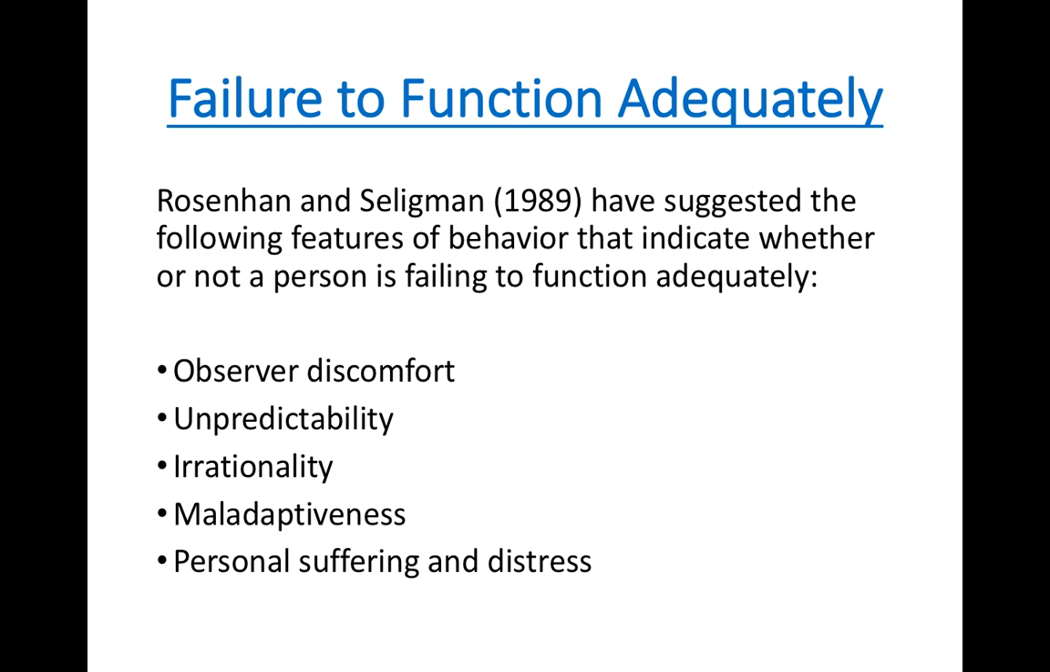Irrationality is when we can usually interpret the behaviour of others as being rational, but sometimes behaviours look irrational and hard to understand. Maladaptiveness. This is when a behaviour is maladaptive. It hinders the ability of a person to adjust to a particular situation. For example, if someone has very extreme shyness, this behaviour might be maladaptive in situations which require them to interact effectively with other people. And the last one, personal suffering and distress. This is when failure to cope with everyday life causes personal distress or suffering to the individual.